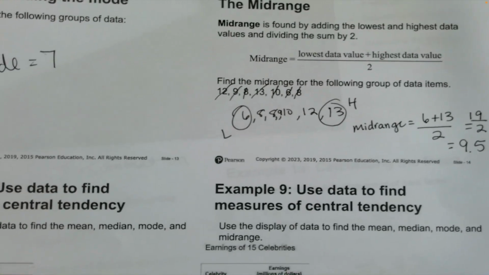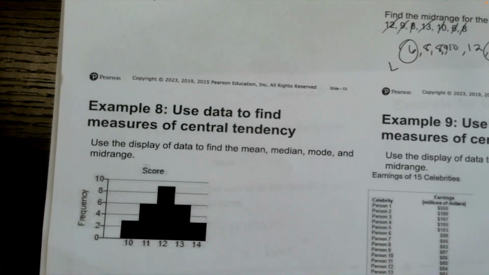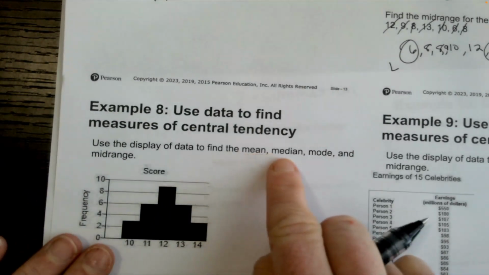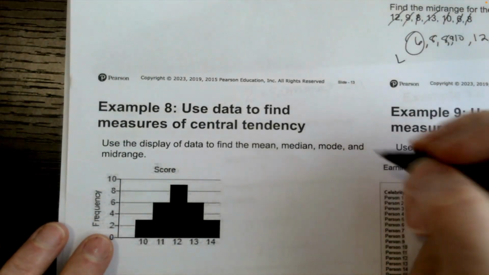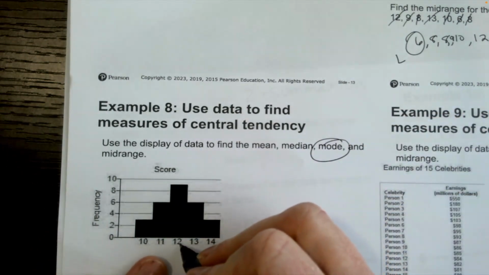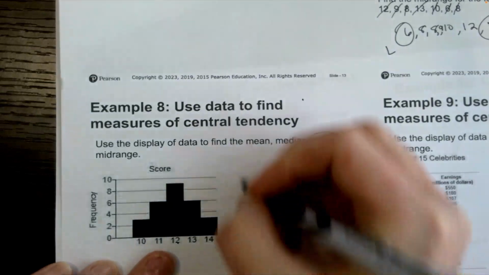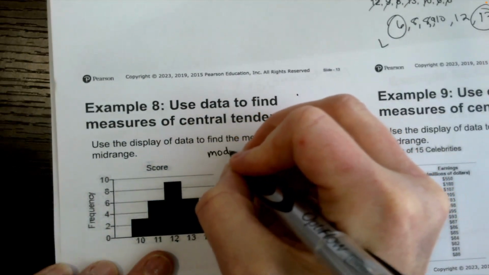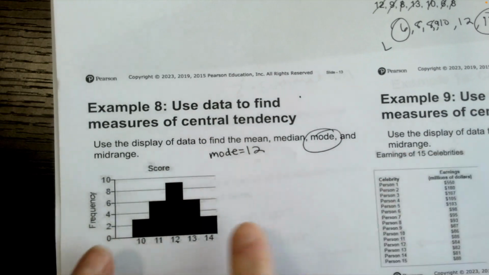The next example, use data to find measures of central tendency. So find the mean, median, mode, and mid-range. All right, I'm going to do mode. Mode is the one that's selected most, so it's 12. That's an easy one.